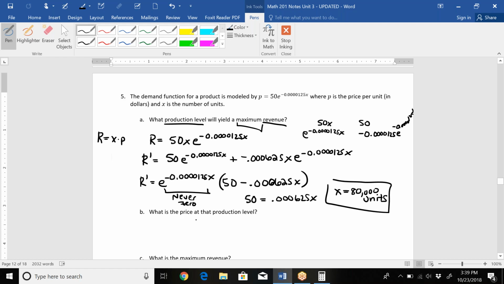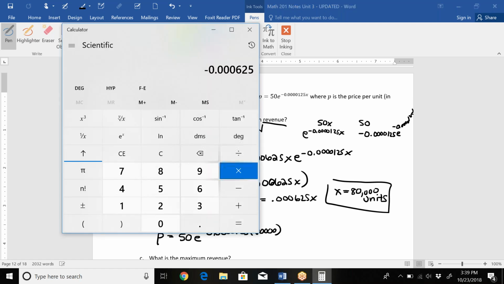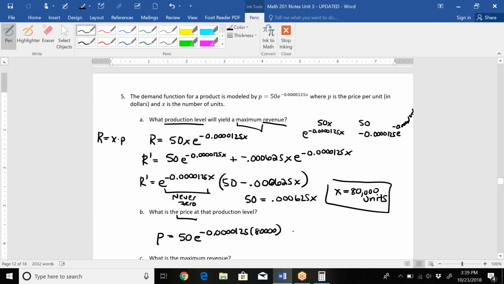The next thing they ask is, what is the price at that production level? So that's where you take 80,000 and plug it back into the little p formula. So that would be 50 e to the negative 0.0000125 times 80,000. So let's get our calculator. So 80,000 times 0.0000125, and that's negative. That's an exponent of negative 1. So this is 50 e to the negative 1.